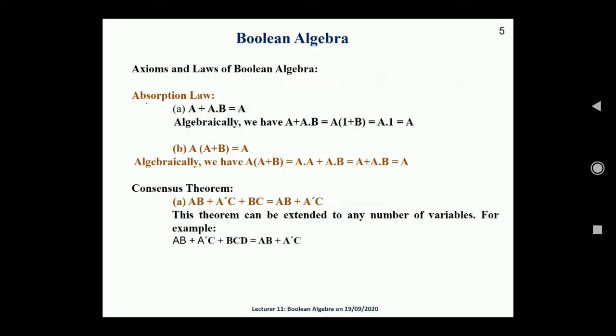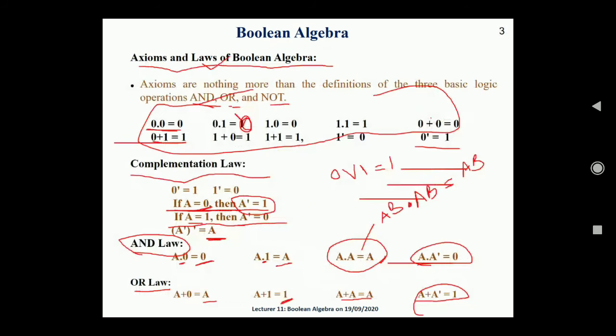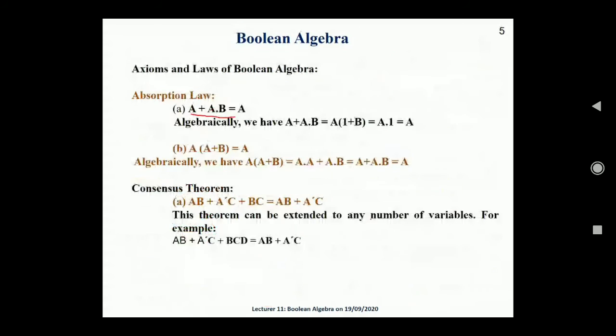Now the absorption law: a plus a b equals a. How do we get this? You know 1 plus a equals 1, so it is called the OR law. If we apply this, 1 plus b equals 1, and 1 plus any variable always produces 1. So this is called the absorption law: a plus a dot b equals a, and we are getting this.